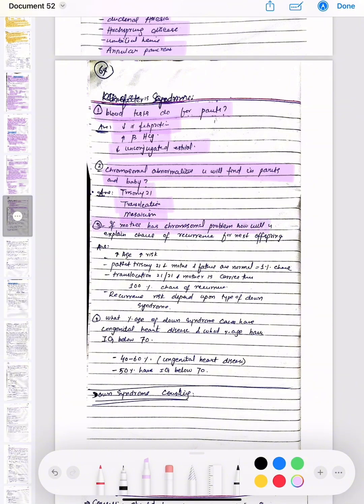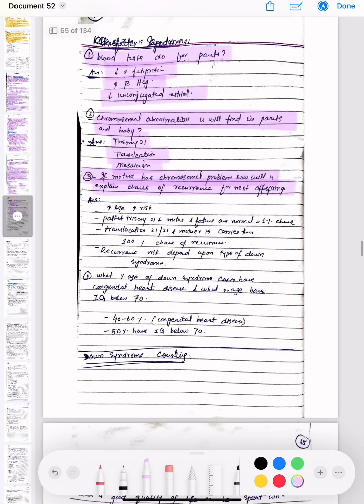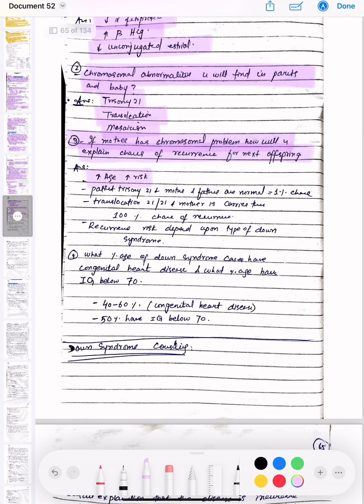Then the question is, if the mother has a chromosomal problem, how will you explain the chances of recurrence for the next offspring? So these are increased age and increased risk. If the patient has trisomy 21 and the mother and father are normal, then there is a 1% chance. With translocation 21 by 21 and the mother a carrier, there is a 100% chance of recurrence.